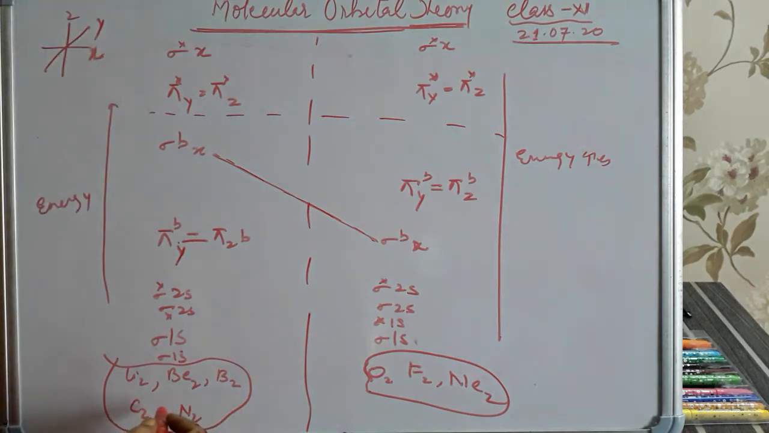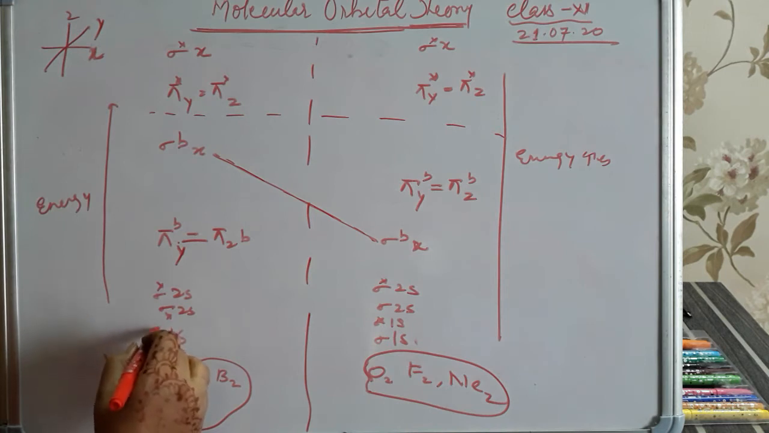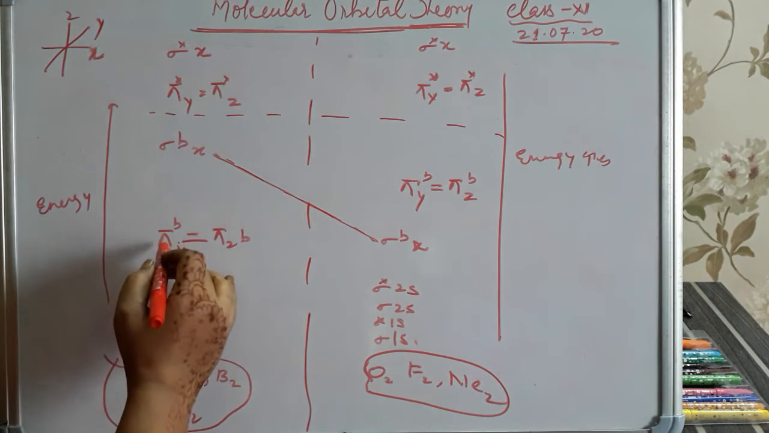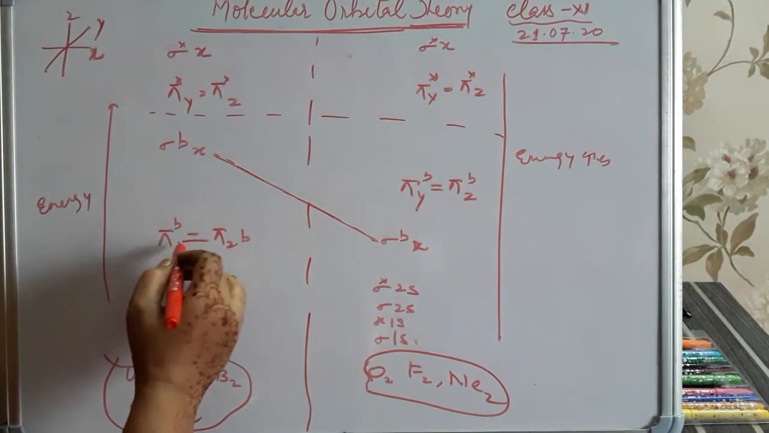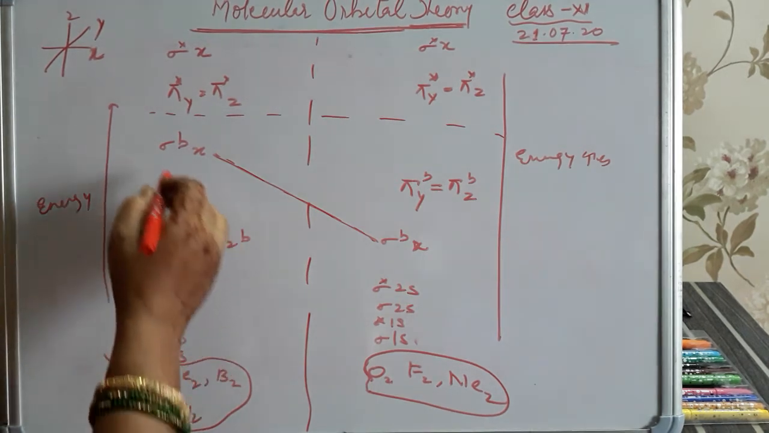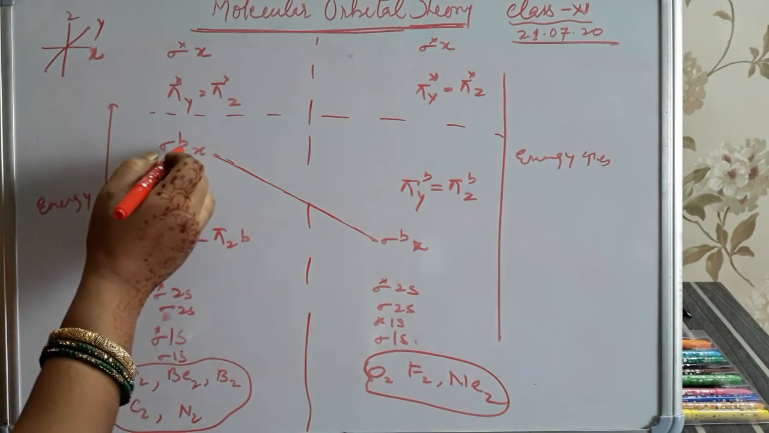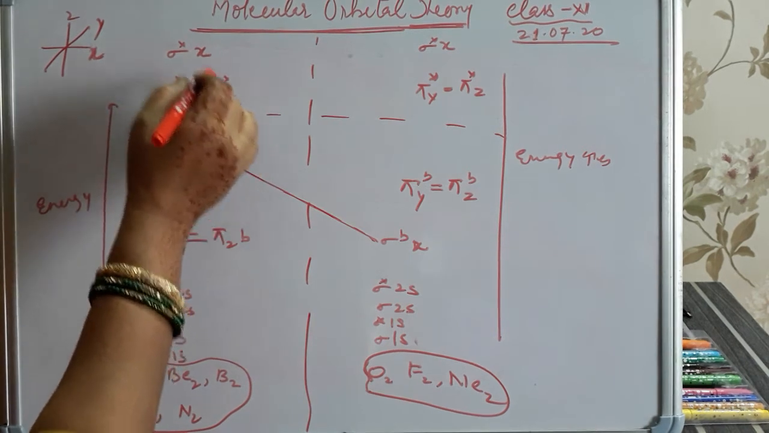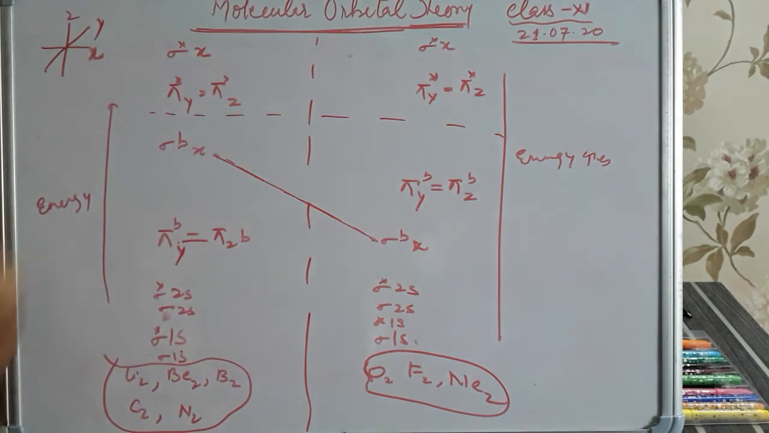But in case of lithium, beryllium, boron, nitrogen, apart from oxygen, fluorine, neon, all the molecules containing electrons are filled in this order: sigma 1s, sigma anti-bonding 1s, sigma 2s, sigma anti-bonding 2s, then pi y, pi z, then sigma 2px, then pi anti-bonding y and z, then sigma anti-bonding x orbital.